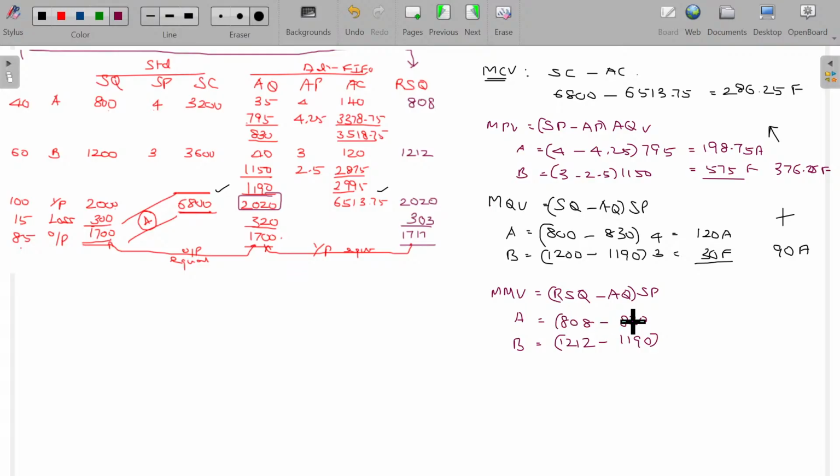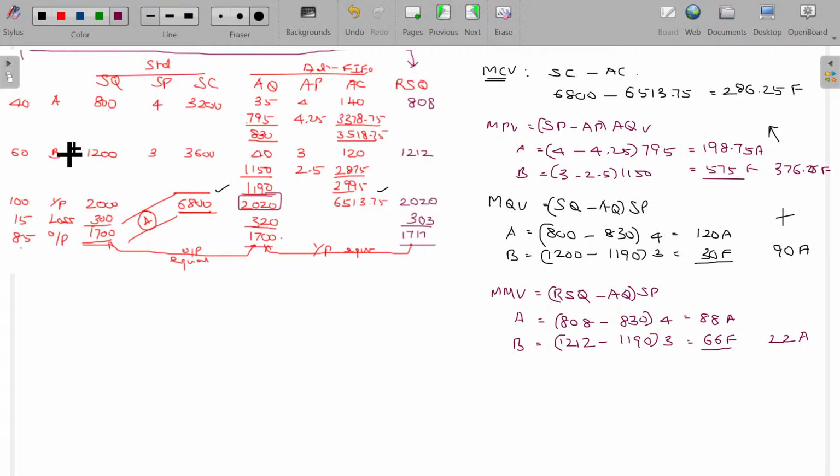In case of MMV, we don't get all adverse or all favorable. As we have two materials, one will be favorable, another one being adverse. Standard price for the first one 4 and next one being 3. 22 units you consumed more for A, into 4, 88 adverse. Similarly, in case of B, you consumed 22 less, so 66 favorable. Ultimately, you spend 22 adverse because of the mixture.